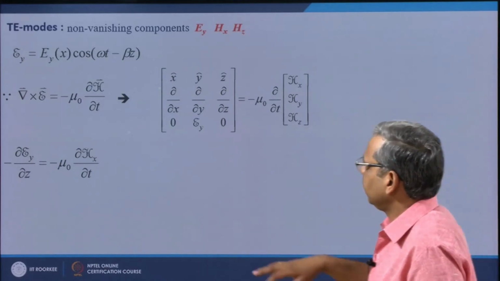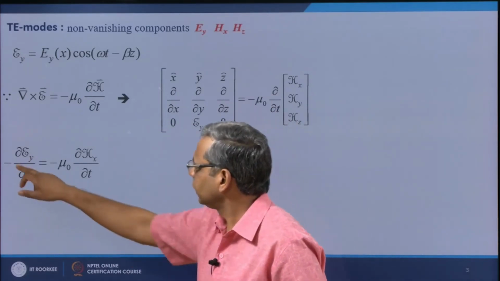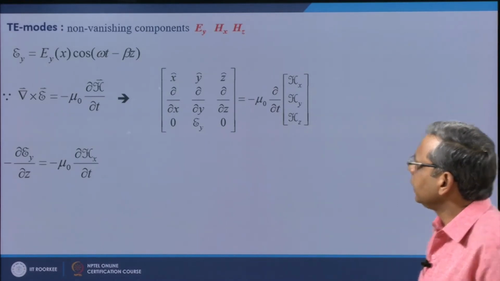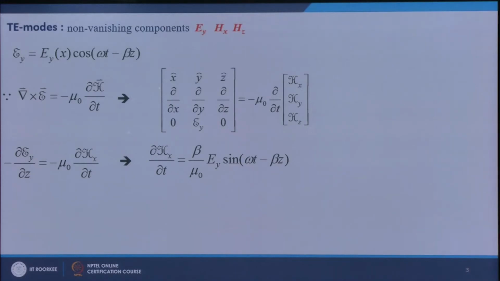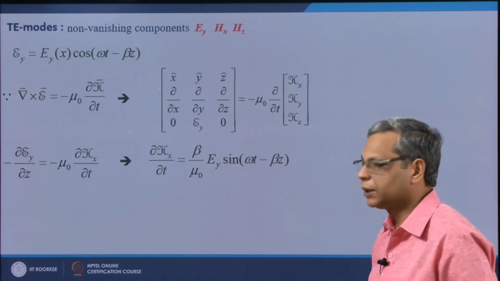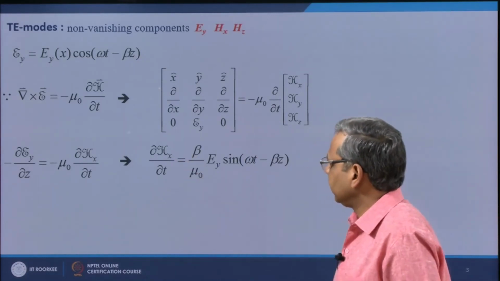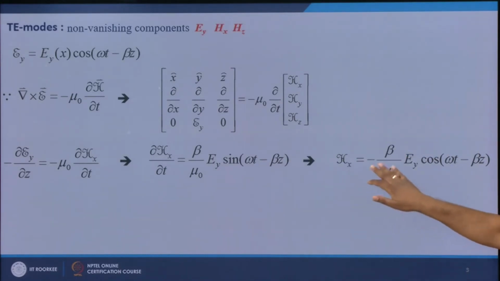So, from here, if I take the x component, del Ey over del z is equal to minus mu naught del Hx over del t, and Ey is given by this, which gives me del Hx over del t is equal to beta over mu naught Ey sin omega t minus beta z. If I integrate this with respect to time, I get Hx is equal to minus beta over omega mu naught Ey cosine of omega t minus beta z.